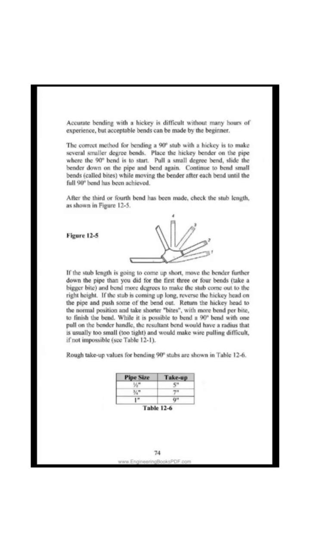Accurate bending with a hickey is difficult without many hours of experience, but acceptable bends can be made by the beginner. The correct method for bending a 90° stub with a hickey is to make several smaller degree bends. Place the hickey bender on the pipe where the 90° bend is to start. Pull a small degree bend, slide the bender down on the pipe and bend again.